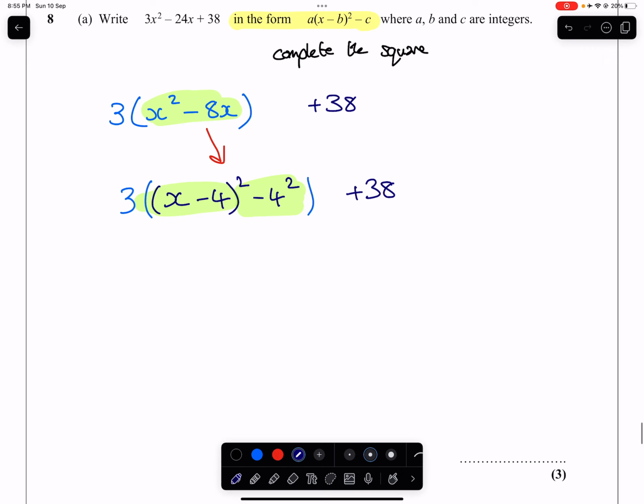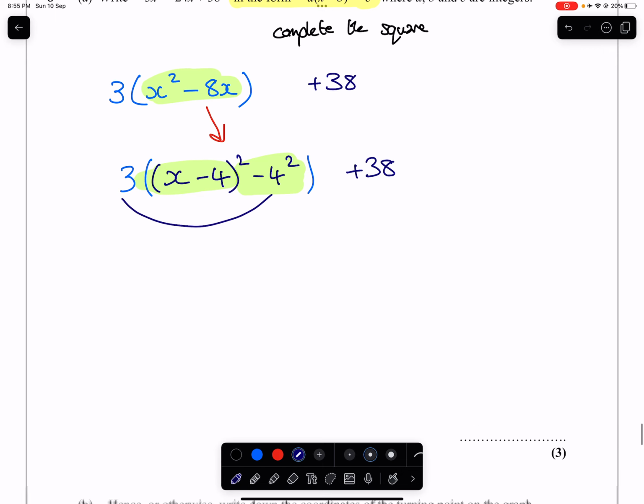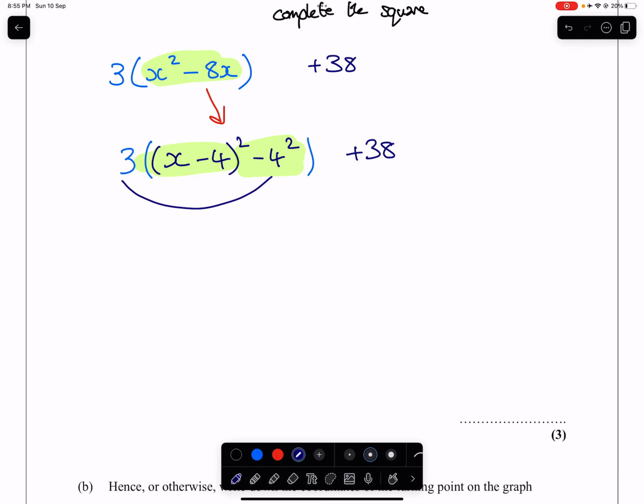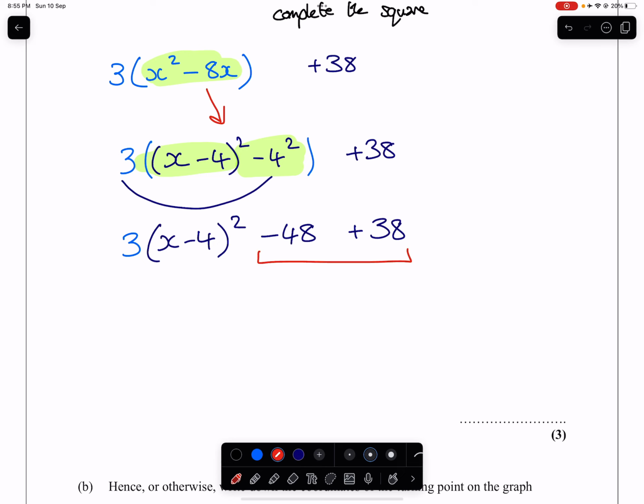From there we've got to then break out the light blue bracket. 4 squared is 16. So when we do 3 times that minus 16, I'm going to get a minus 48. That 3 will then just get stuck onto this x take away 4 all squared. And now that 38 is going to come into play. These two terms are going to mix together to give us a minus 10.